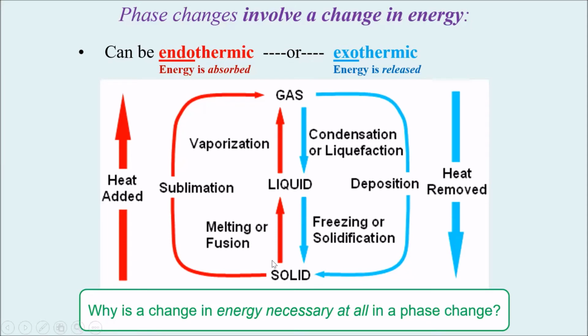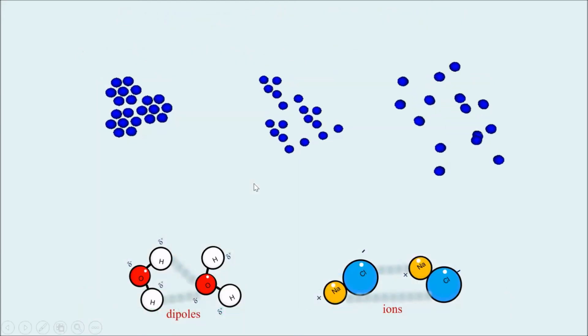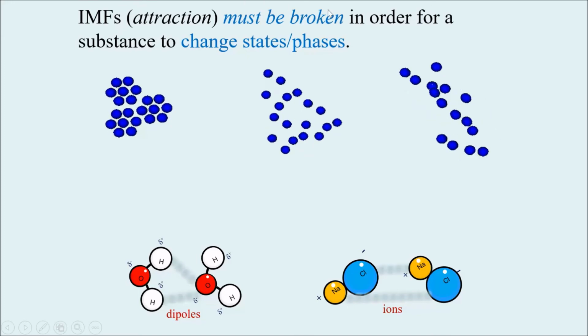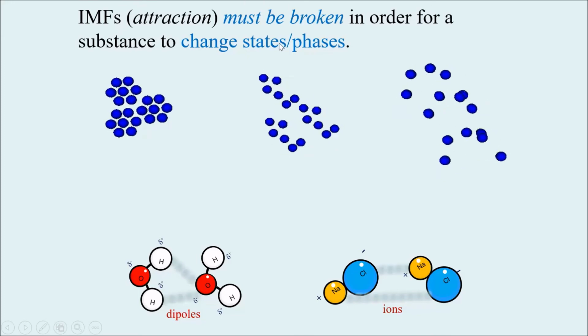So why is a change in energy necessary at all in a phase change? We're going to look at this, but you can take a second now if you like and consider that and think about it. It all has to do with intermolecular forces. This is what we were looking at the very tail end of last week. But intermolecular forces must be broken for a substance to change states and phases.